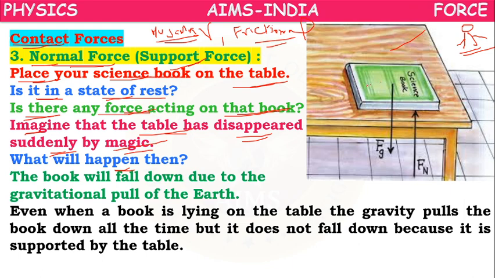As there is no support for the book, since the table has disappeared, the book will fall down due to the gravitational pull of the earth, because the earth has a force called gravitational force. Gravitational force tries to attract all the objects on the earth, so the book will fall down to the earth.